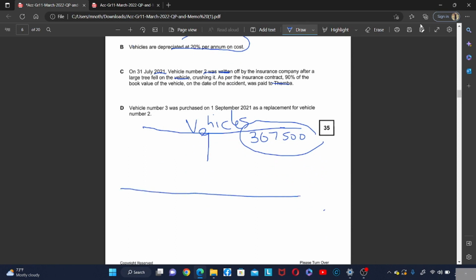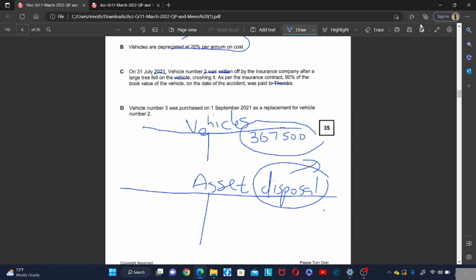What is the main purpose of the asset disposal? The business prepares the asset disposal to check whether they made a profit or a loss when they dispose of the asset. That is the only purpose of the asset disposal. If we are talking about disposal, it's as if we are saying that we are getting rid of the asset in the business.